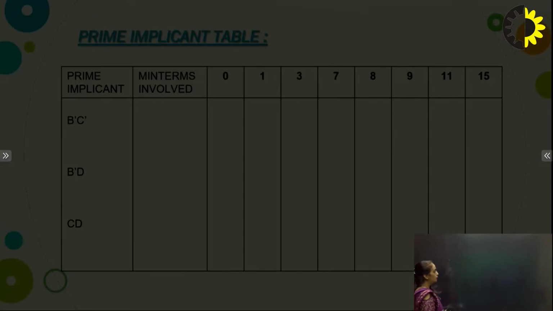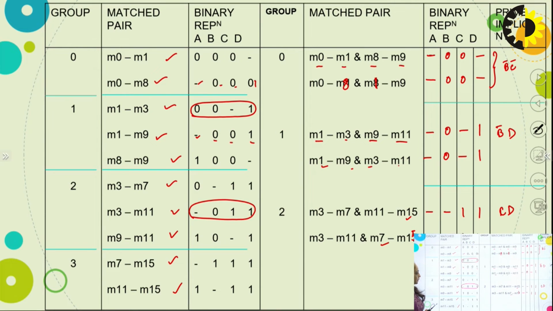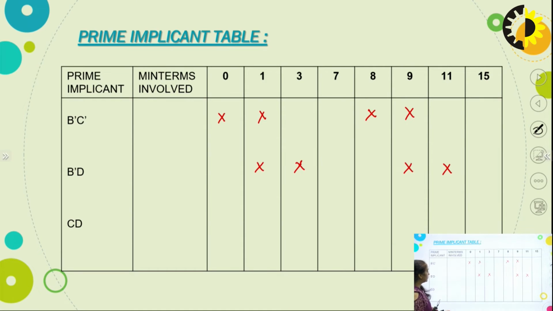Okay, so 1, 3, 9, 11, right? So we have marked these minterms. Then CD. To write CD, we have used 3, 7, 11 and 15. So mark 3, 7, 11 and 15. Fine.